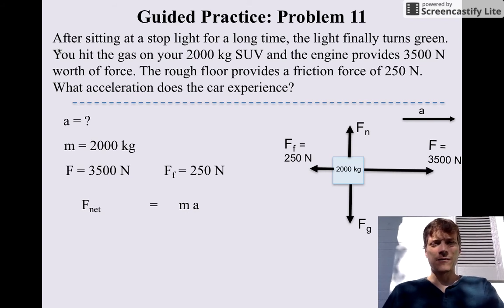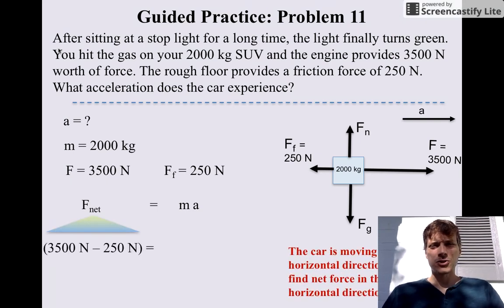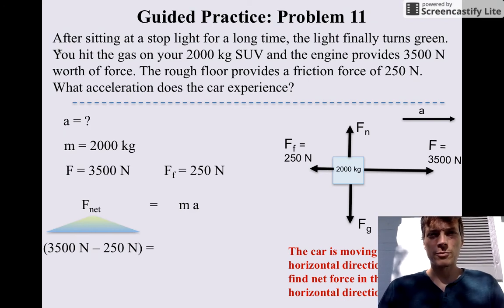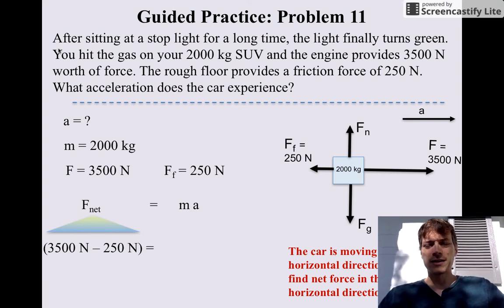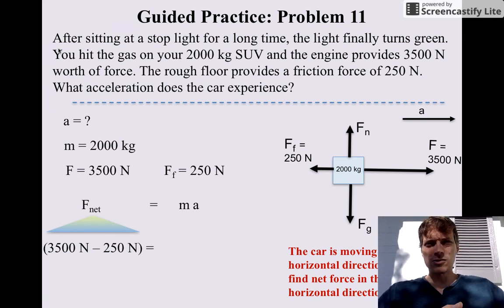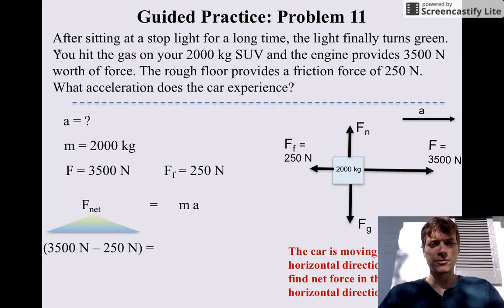So to find what the net force is, it's actually 3,500 minus 250. That's because if we look at this, the car is moving in the horizontal direction. And since it's moving in the horizontal direction, we need to find the net force in that horizontal direction. Well, even though there's 4 total forces on our diagram, only 2 of them are in the horizontal direction, F and F of F. So those 2 are the ones that we're going to focus on. And we do what we did earlier in the semester when we were just focusing on finding the net force. So 3,500 minus 250 gives you the net force.